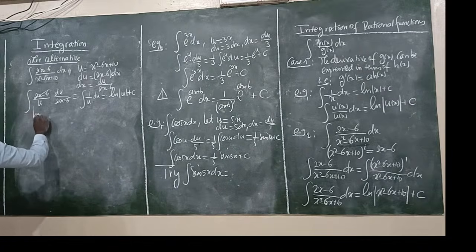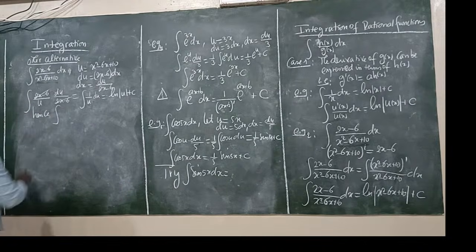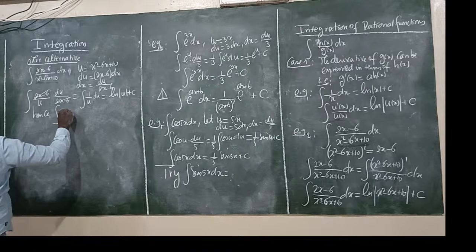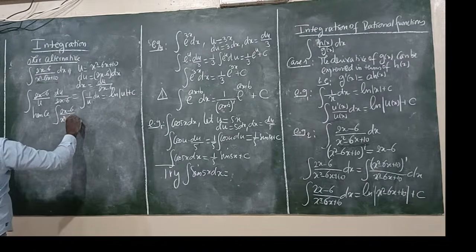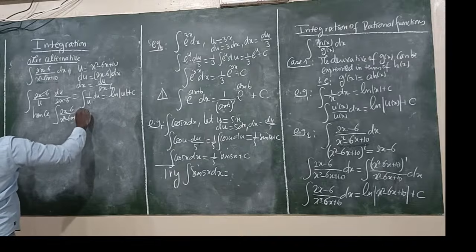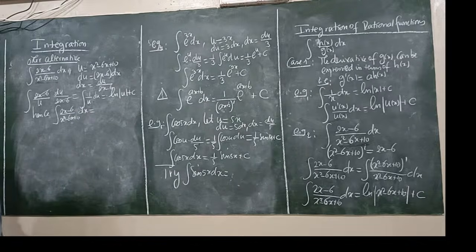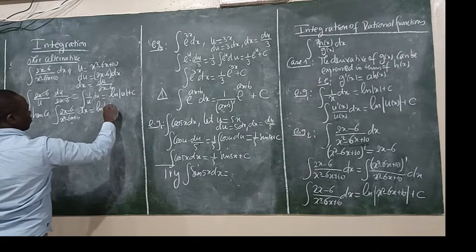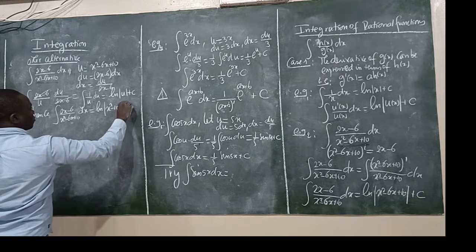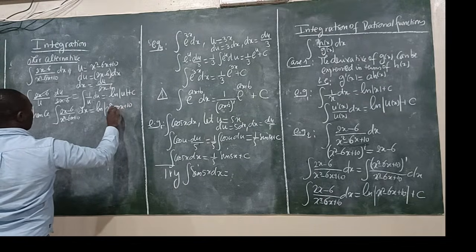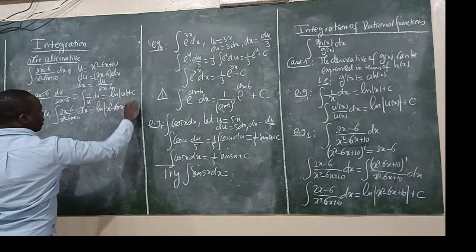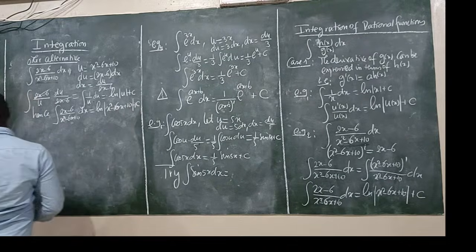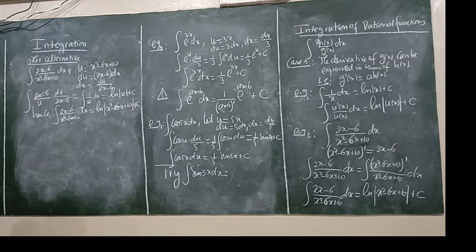Hence, the integral of 2x minus 6 by x squared minus 6x plus 10 dx is going to be the natural log of x squared minus 6x plus 10. Then add a constant of integration.